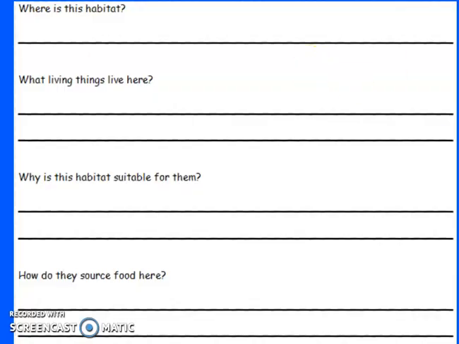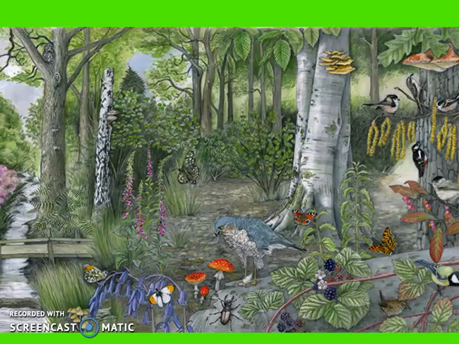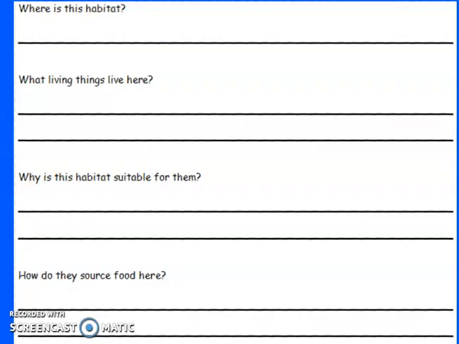So the first question says, where is this habitat? So where is this place? That's right, it's a woodland area. You can see a small stream here coming through. Got lots of trees and plants and animals that you would find in a woodland area. So for this question, I'm going to answer it by saying a woodland area. Full stop. What living things live here?